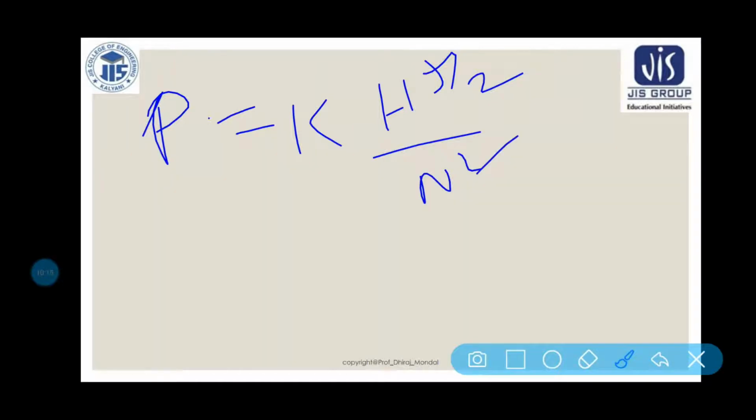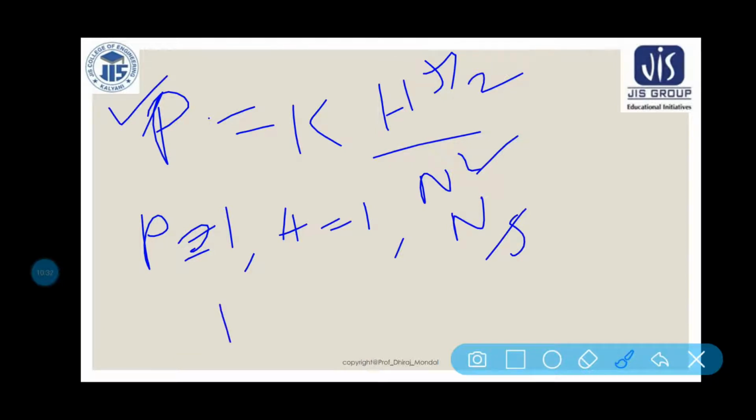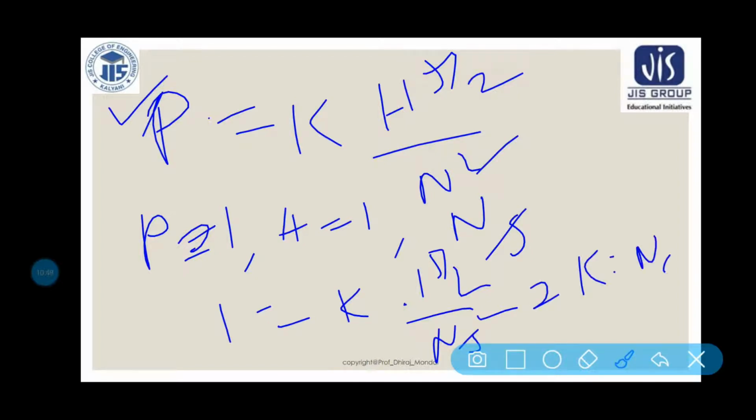Now, what is the definition of specific speed? For unit power and unit head, whatever the speed we are getting, that is your ns. So what we can write, if you are writing p is equal to 1, then 1 is equal to k into 1 to the power 5 by 2 by ns square. Because when unit head and unit power are taken, whatever the speed we are getting is called your specific speed. So from this equation, k can be written as ns square. So put the value in this equation.